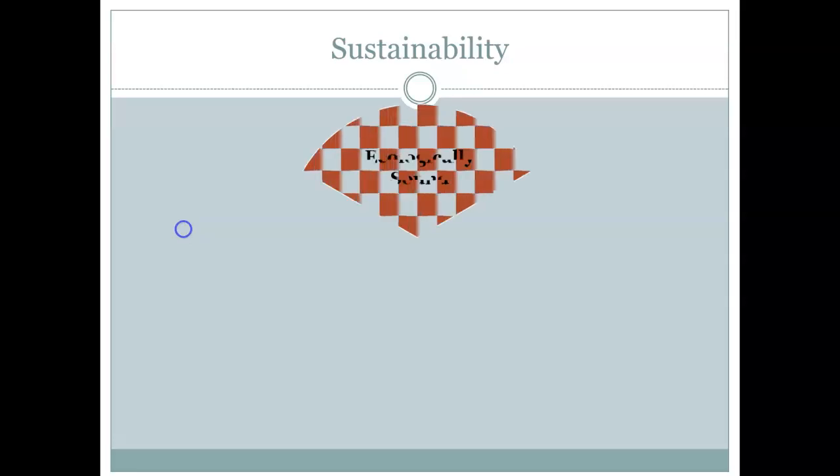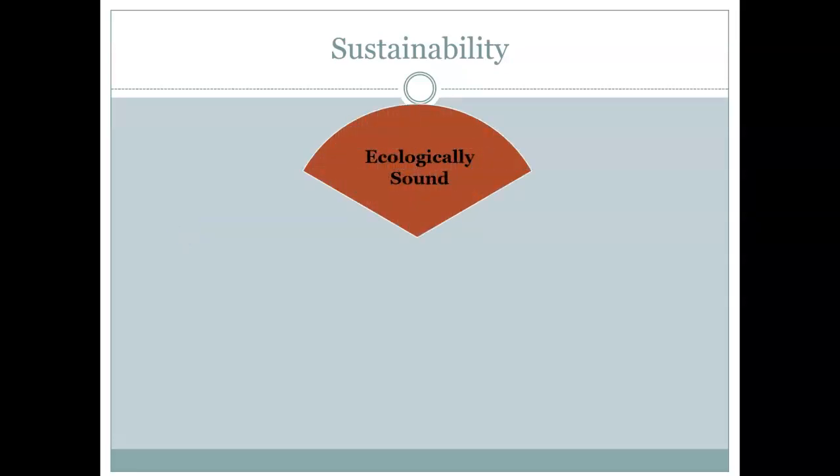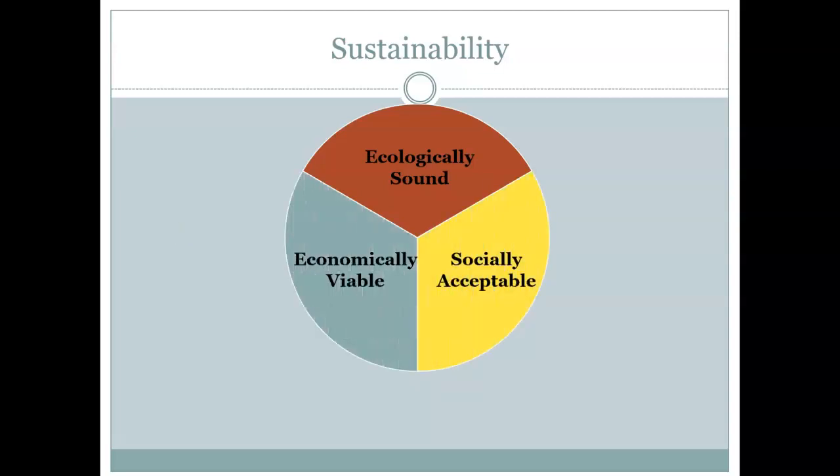And last, let's talk about sustainability. The concept of sustainability is becoming more and more important in food service operations. The definition of sustainability is the ability to meet the needs of today without compromising the ability of future generations to meet their needs. Within food service systems, it can be broken down into 3 different categories. So we think of ecologically sound, socially acceptable, and economically viable.